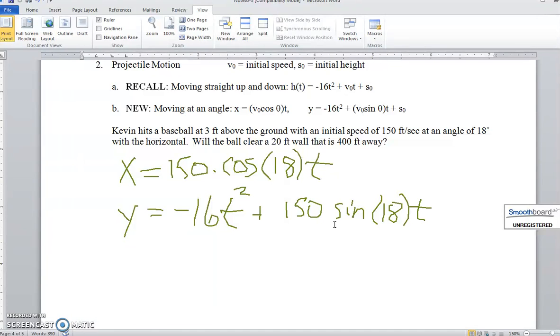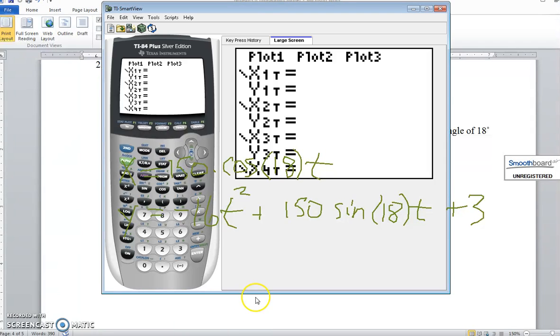times t. And now notice I closed the parenthesis on both of those because I want to make sure just the 18 I'm taking sine of. And then our initial height for this was 3, so plus 3. Okay, those are the two equations that we would be using. So I'm now going to go to my calculator and type those in. Let me clear this away a second. Make sure you have it written down.